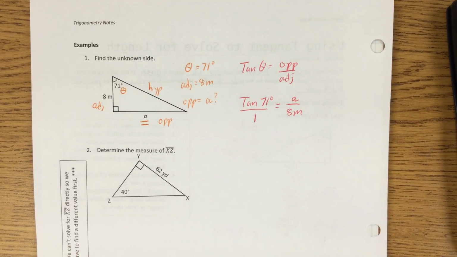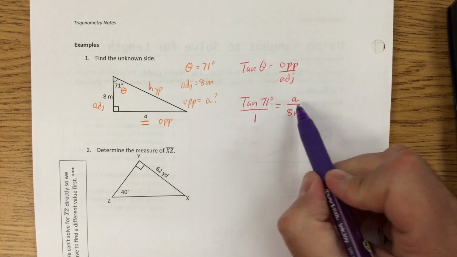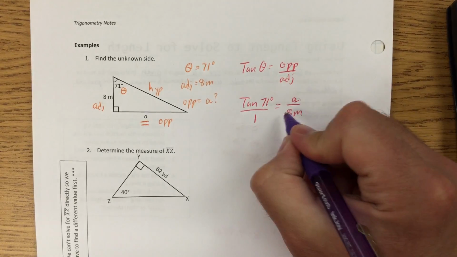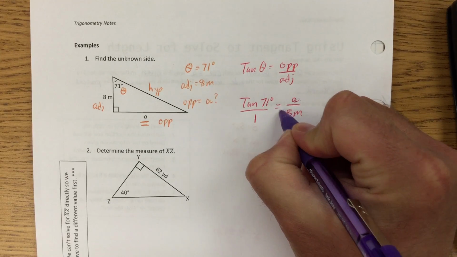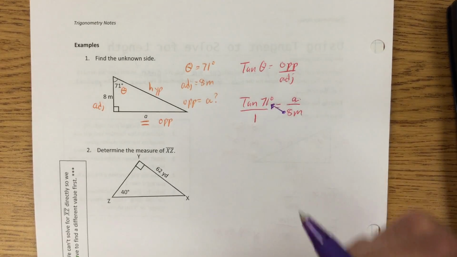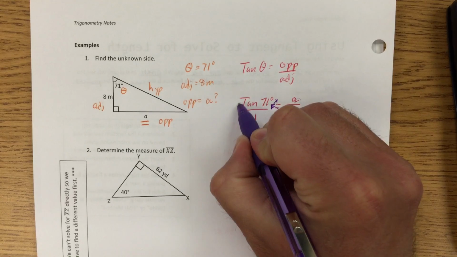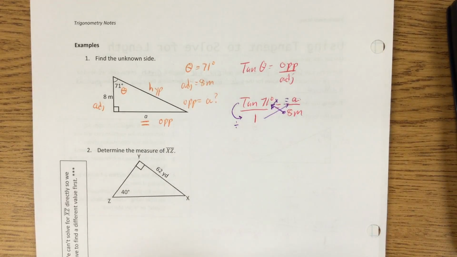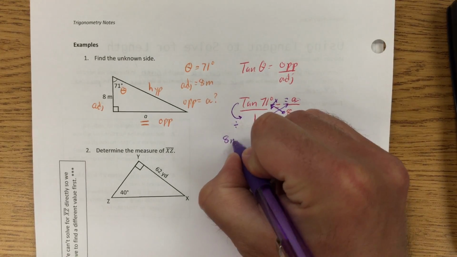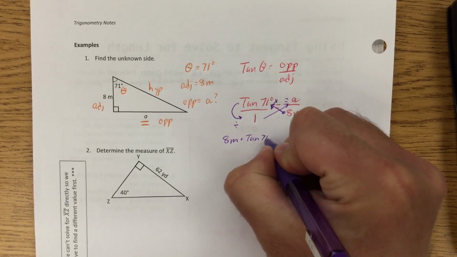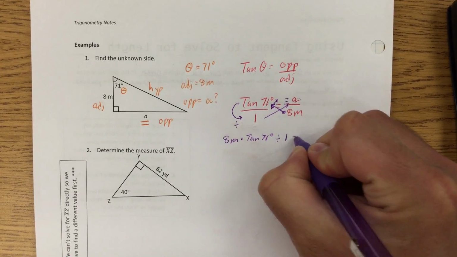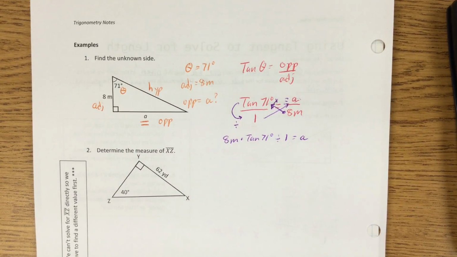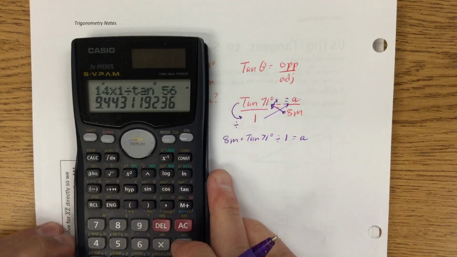Now we put that over 1 because we need two ratios. And now because A is on top, we actually start on the bottom with 8. And now we're going to multiply by tan of 71. So that's going to be multiply, and we're then going to divide by 1. And that is going to equal our A value. So it's going to be 8 meters times tan of 71 degrees divided by 1, and that's going to equal whatever A is. Now we plug that in on the calculator here.